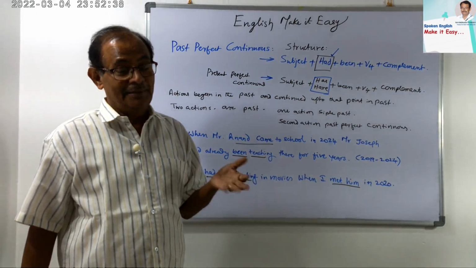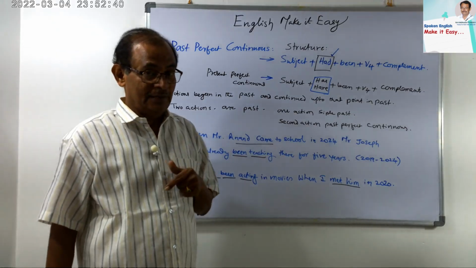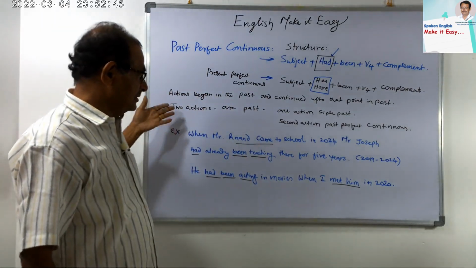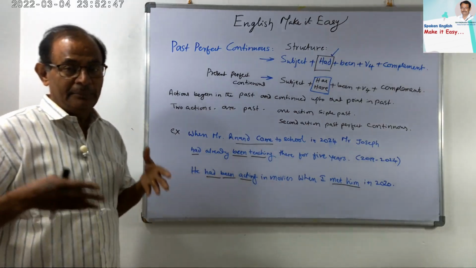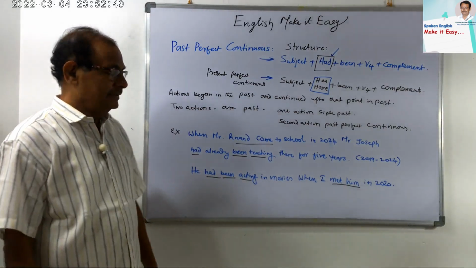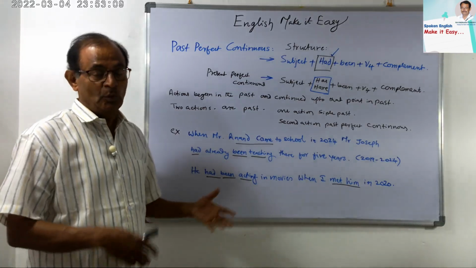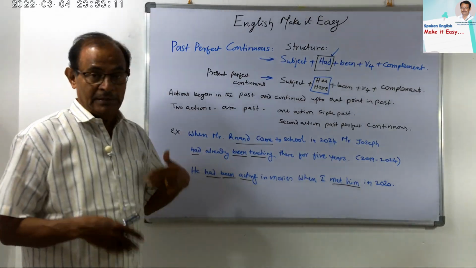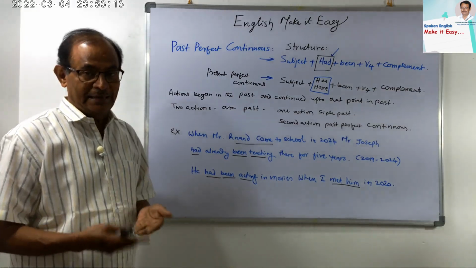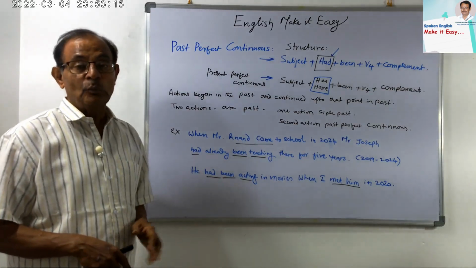He had been working for a different company, not the same company. So this is the structures and how we use the present perfect continuous. Okay, is it clear for you? So let us go for some more examples so that it can throw much more light on that, and also you will get more clarity.